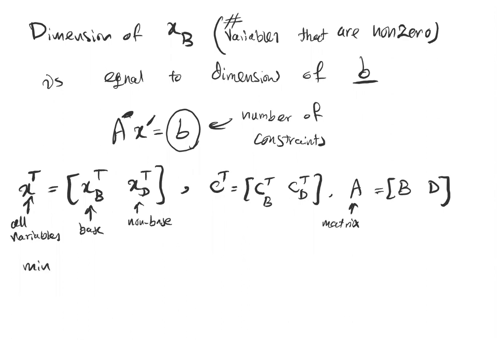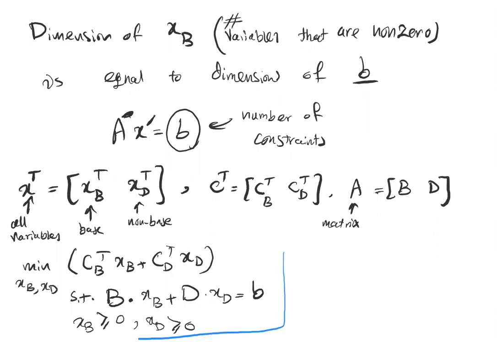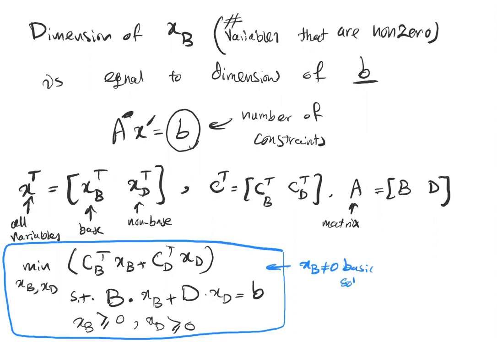Here I assume that if the problem was maximization, we already transformed it to minimization. If the problem had inequality constraints, we already transformed those into equality constraints. So it's going to be minimizing C_B transpose X_B plus C_D transpose X_D. Our variables are X_B and X_D, subject to matrix B multiplied by the base variables plus matrix D multiplied by the non-base variables equal to b, with X_B greater than or equal to 0 and X_D greater than or equal to 0. Here, the X_Bs are non-zero, or basic solutions, and the X_Ds are 0, or non-basic.